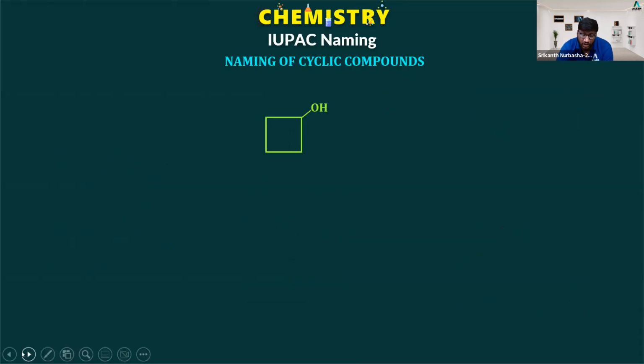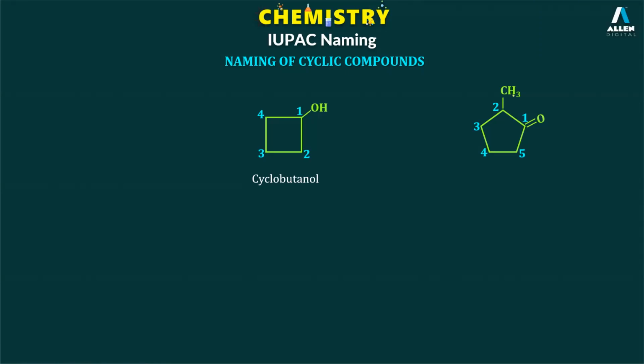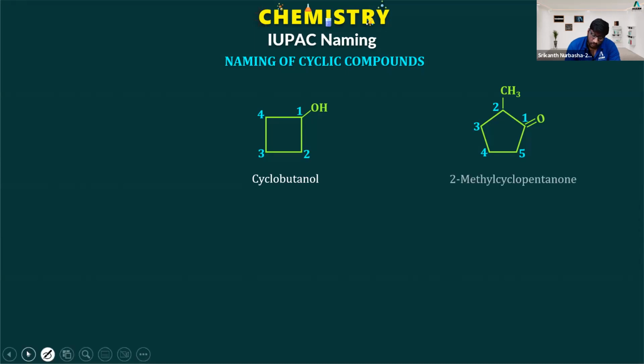What type of name will be given to this compound? Cyclobutanol. Cyclobutanol, very good. It's like butanol, but a cyclo compound is just cyclobutanol. What is the next name? Obviously, I have to give highest priority to C double bond O. 1, 2, 3, 4, 5. What is the name of this compound? On the second you have methyl. Yes, 2-methyl cyclopentanone.